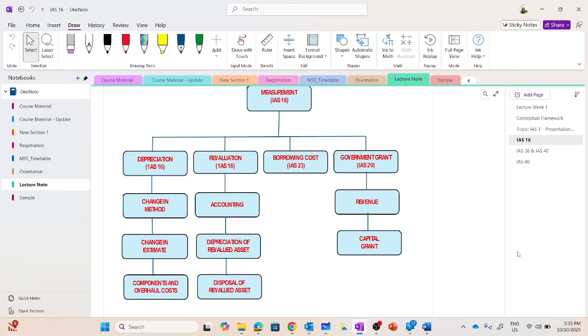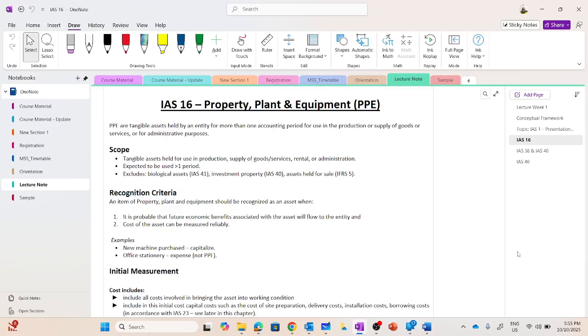So we are going to start looking at property, plant and equipment, IAS 16. When we are talking about property, plant and equipment, PPE are tangible assets held by an entity for more than one accounting period for use in production or supply of goods or services or for administrative purposes. The machinery used in the production process is classified as property, plant, and equipment. So we need to know the definition of PPE.